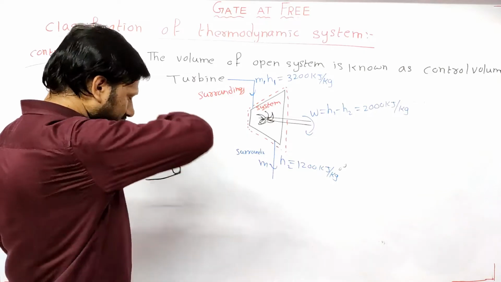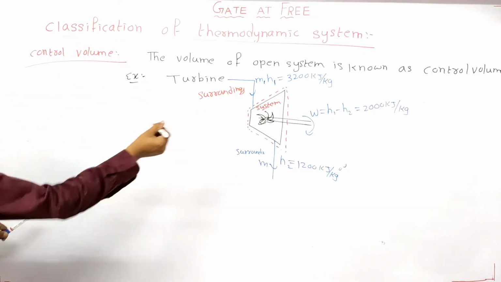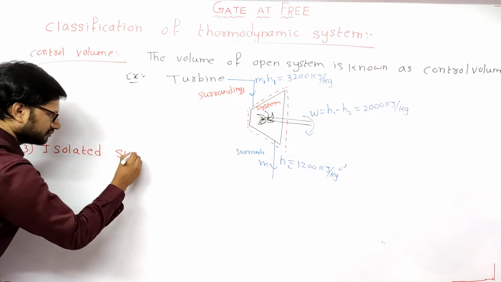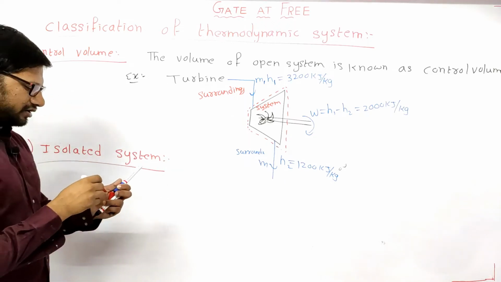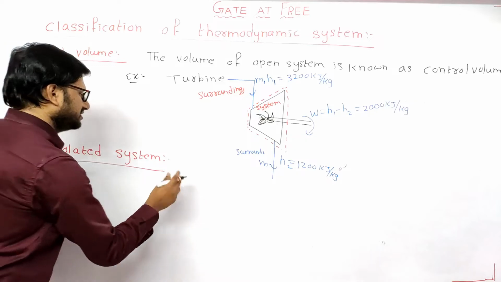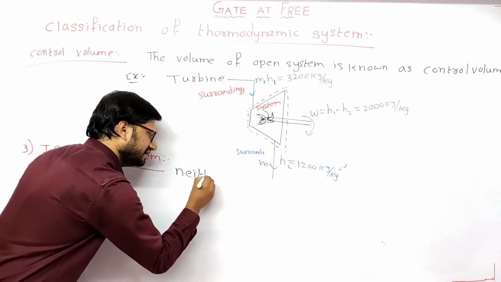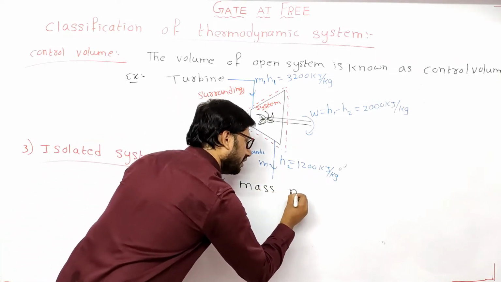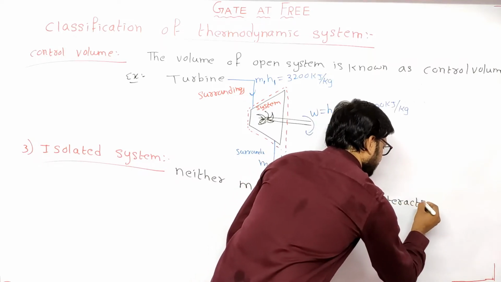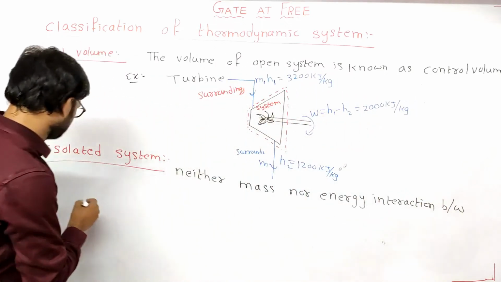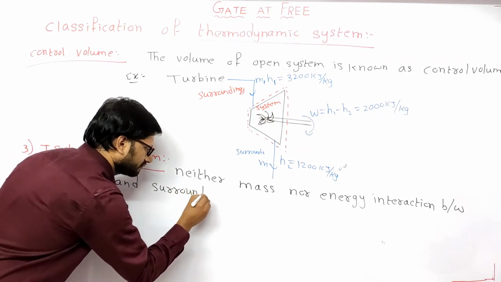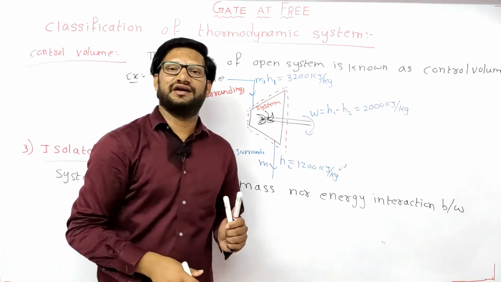Next heading, isolated system. Third one, isolated system. It is a thermodynamic system in which neither mass nor energy interaction takes place between system and surroundings. Okay, there is no mass interaction, there is no energy interaction.